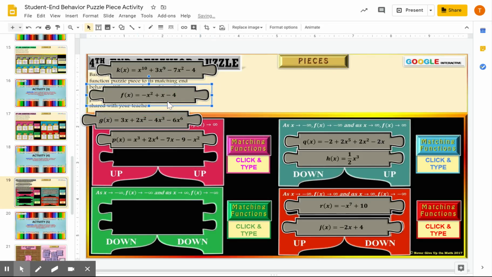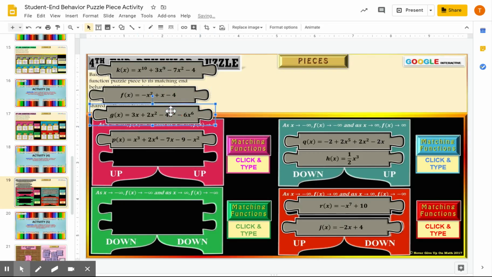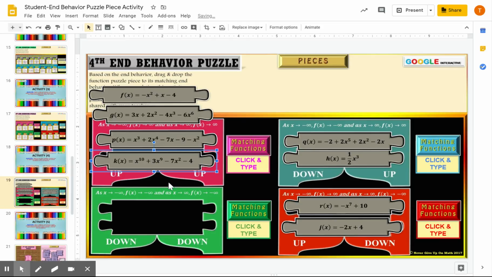So the next one, k of x, is in standard form. So since it's in standard form, I'm looking at the leading term, x to the 10th power, and I see there's no number in front of x. Anytime there's no number in front of the x or on top of the x, we know that number is 1. So is 1 a positive or negative number? 1 is a positive number. So I'm going to put that here because it has to go up on the right if it's positive.